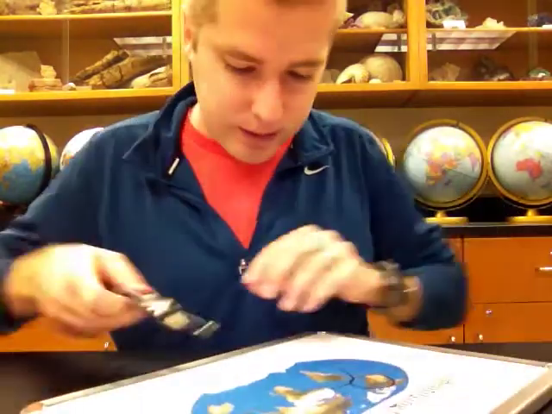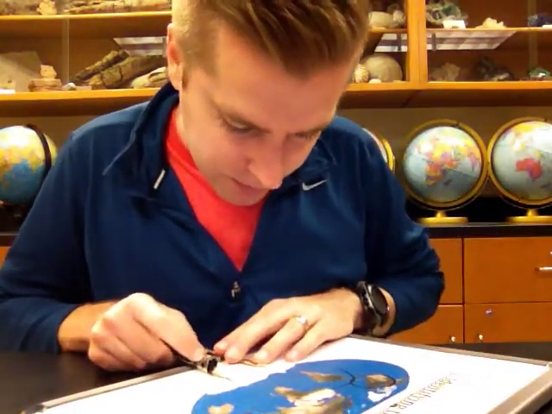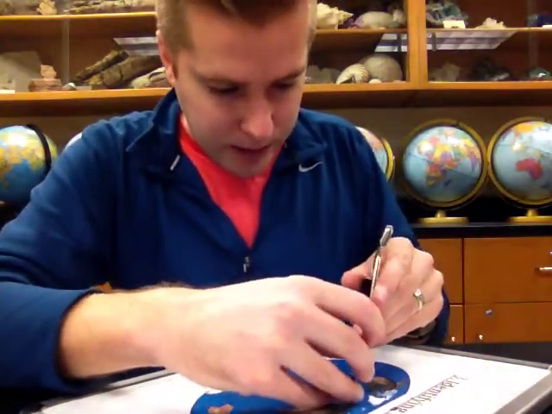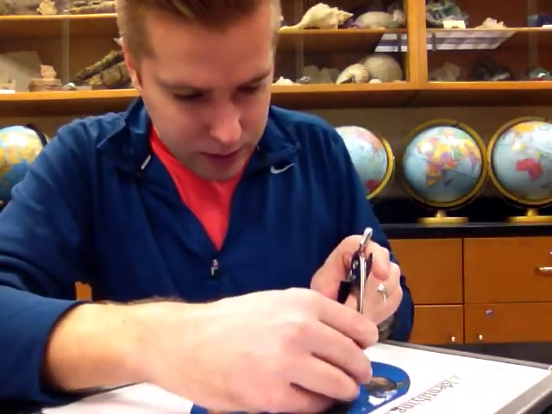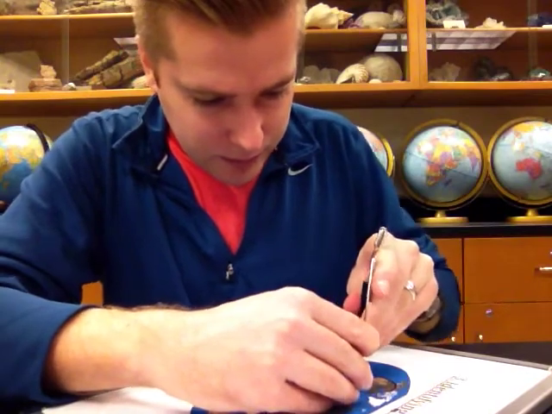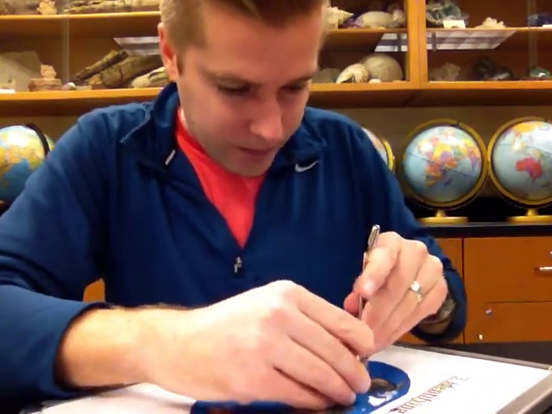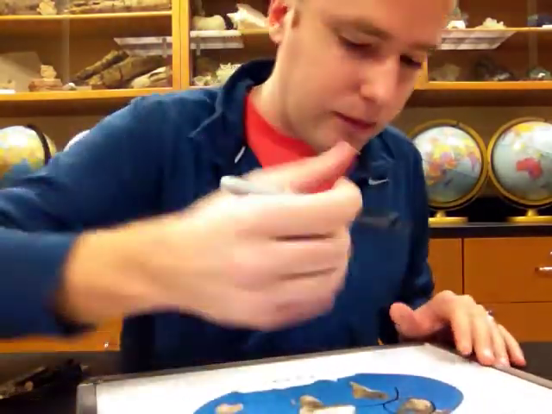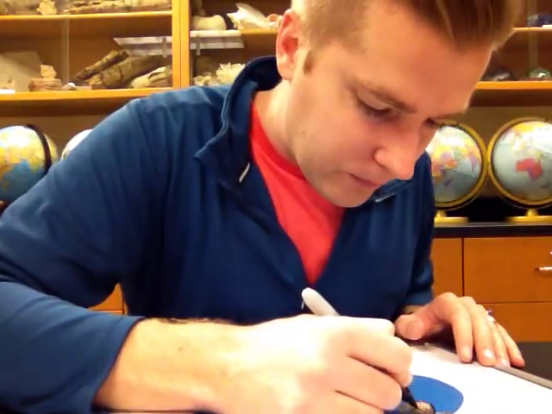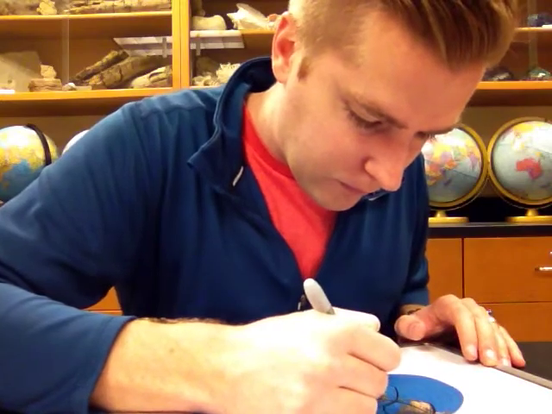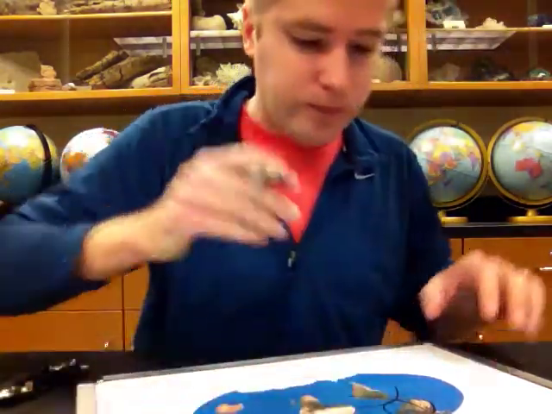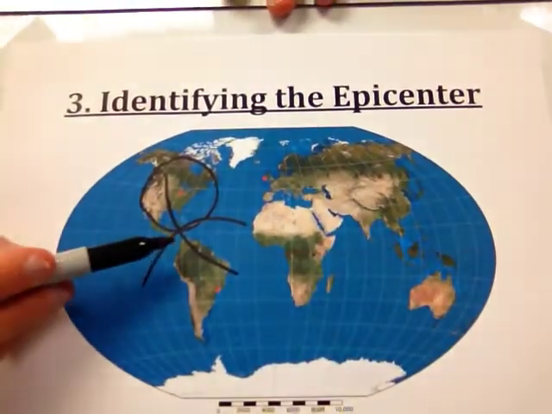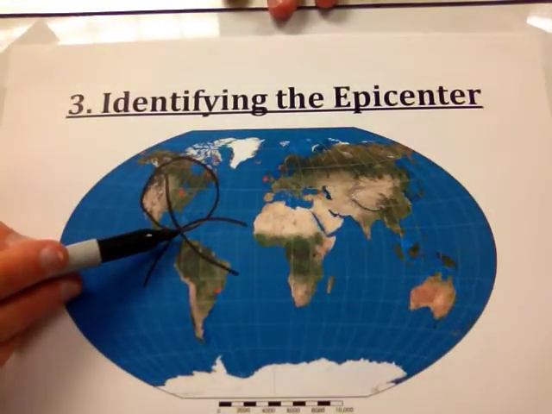So we set our compass to 8,400 kilometers, which is about there, and we go ahead and draw the portion of the circle around the Cork, Ireland that intersects with our other 2. And where all 3 parts of our circle intersect, we have our epicenter.